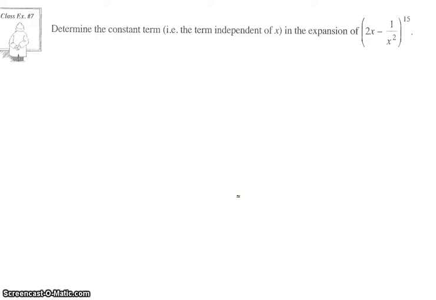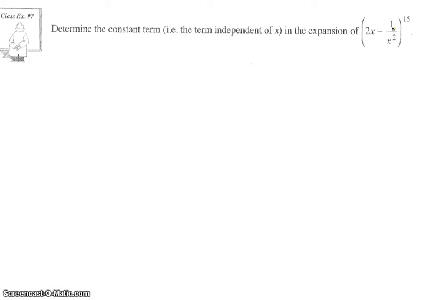Hey everyone, welcome back to part 2 of lesson 8 on binomial theorem. We're going to look at example 7 now, where they say determine the constant term, which we talked about before, the term independent of x, in the expansion of (2x minus 1 over x squared) to the 15. If you recall, we did a full expansion on that blank piece of paper, and one of our terms, the x's canceled off completely. We had x to the 4 on top and x to the 4 on the bottom.